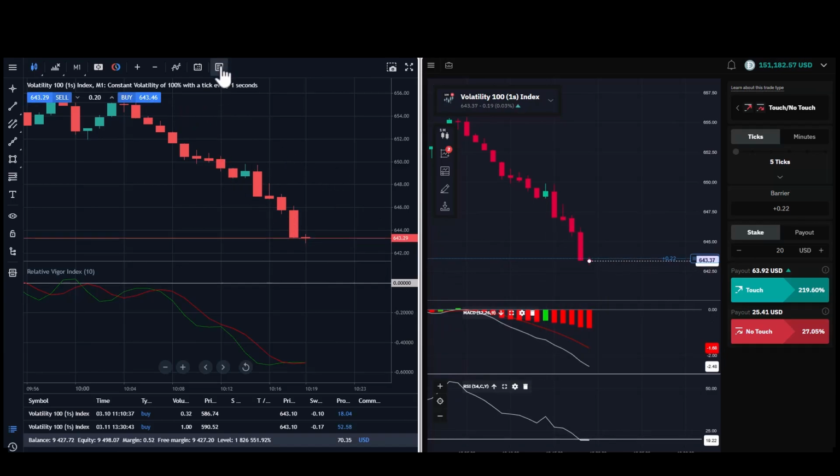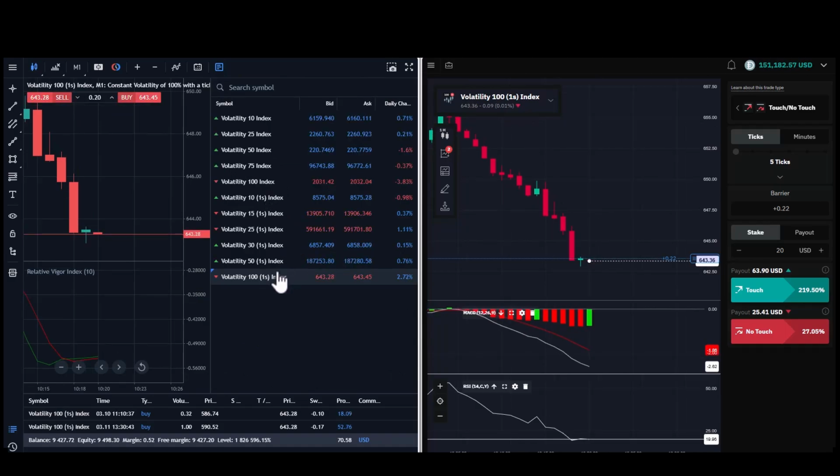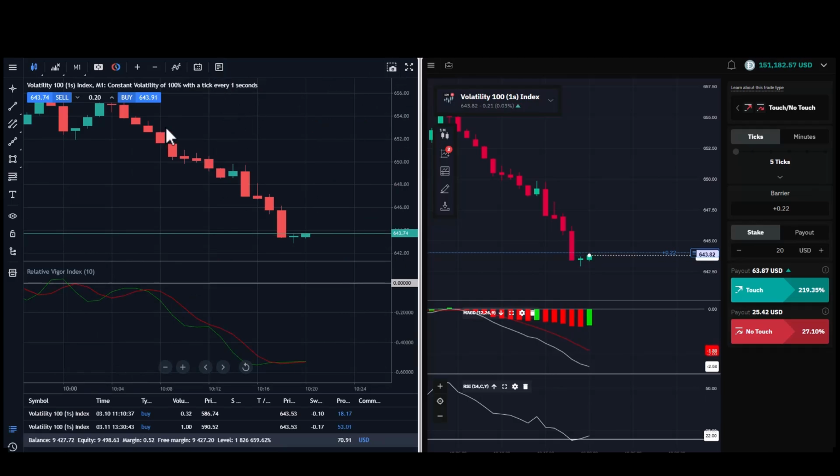So what I've done here is Volatility 100 (1s) over there, and then I've got Volatility 100 (1s) here. Let me close that down so you've got a little bit more space. So you can see here the price 643 and 643 over here. Yes, it's the same index, except this is on the CFDs and this is on the option trade. So they're moving exactly the same way.